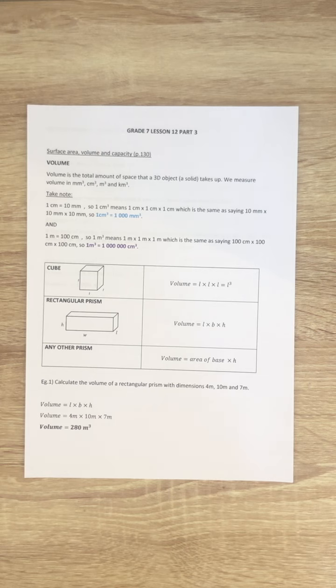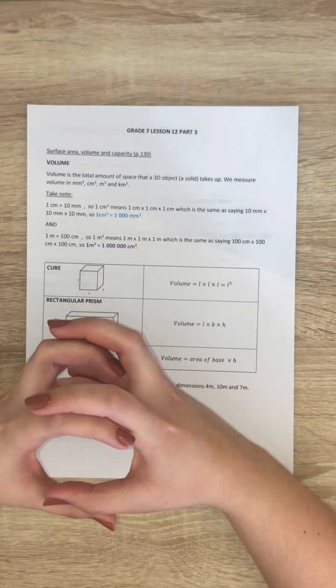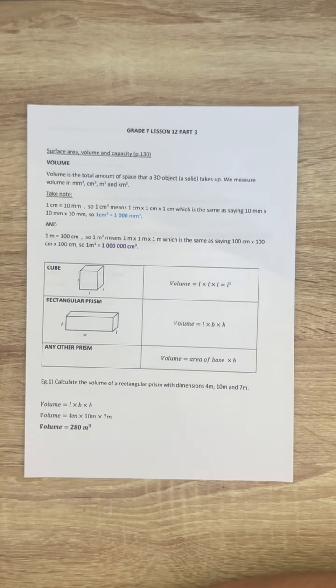In the previous lesson we spoke about surface area. In this lesson we're going to speak about volume. Now surface area was the area of the outside of the shape. Volume is how much space is inside the shape. So volume is the total amount of space that a 3D object or a solid takes up. We measure volume in millimeters cubed, centimeters cubed, meters cubed, and kilometers cubed. So please remember, surface area is square and volume is cubed.